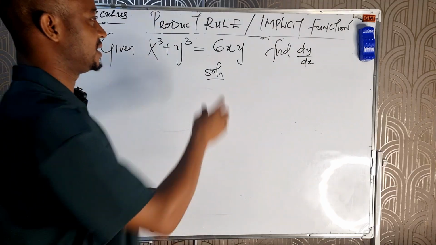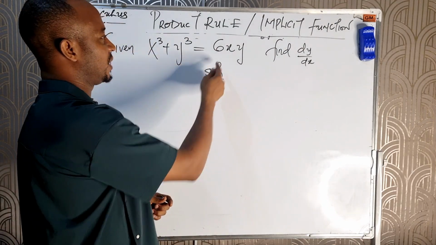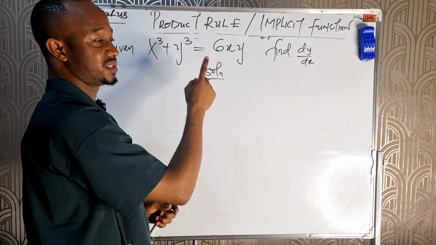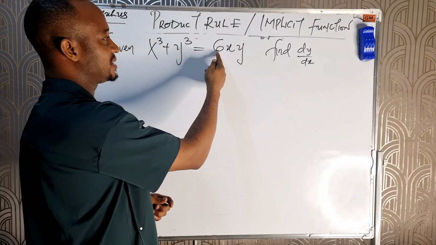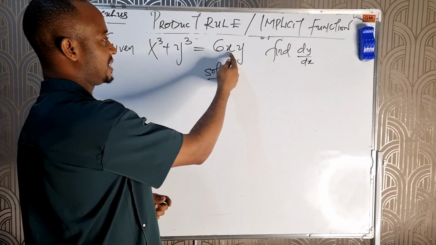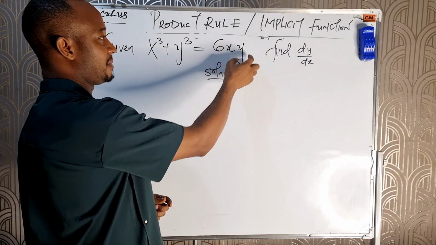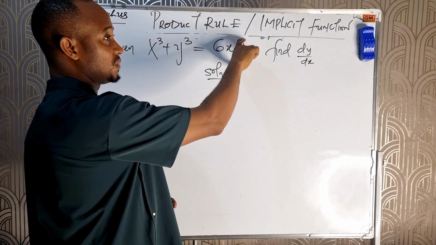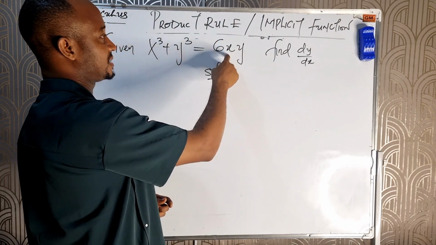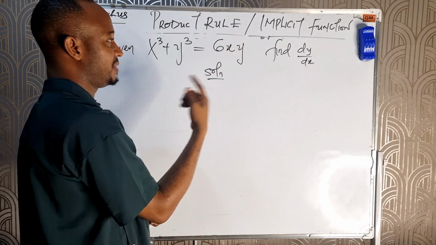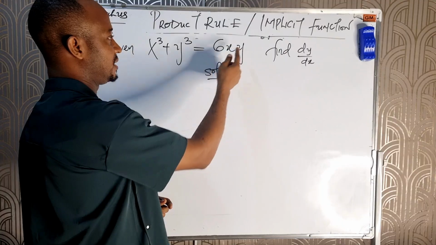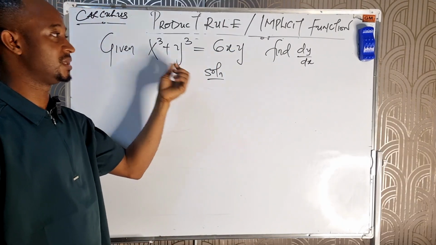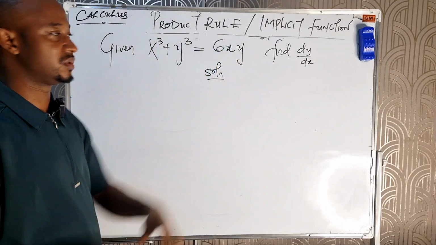In this case, look at the right hand side. If you notice, we have 6xy. I'm going to use the product rule here to differentiate this. I can either pick 6x as A, then pick y as B, or pick 6y as A, then x as B. But I think the best is to pick 6x as A, then y as B. But on this side, I'm going to use the power rule to differentiate. Then here I will use my product rule to differentiate.